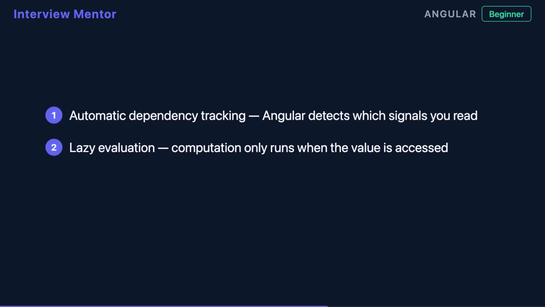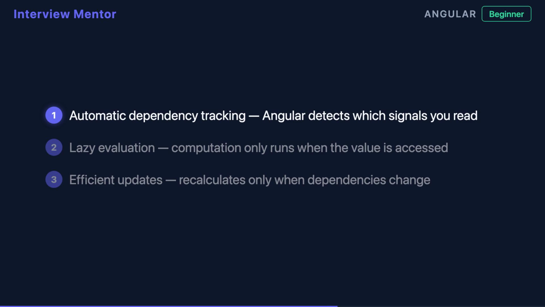Computed signals have two powerful features. First, automatic dependency tracking. You never tell Angular what to watch. It figures it out by seeing which signals you read. Second, lazy evaluation. The computation only runs when something actually reads the result. If nobody's looking, Angular skips the work. This keeps your app efficient even with complex reactive chains.